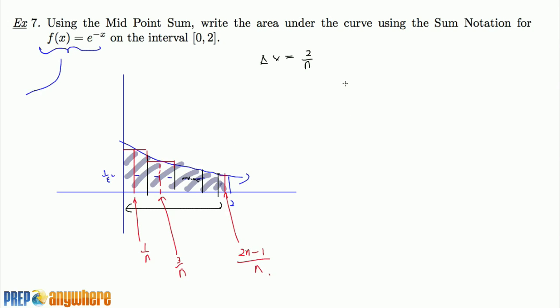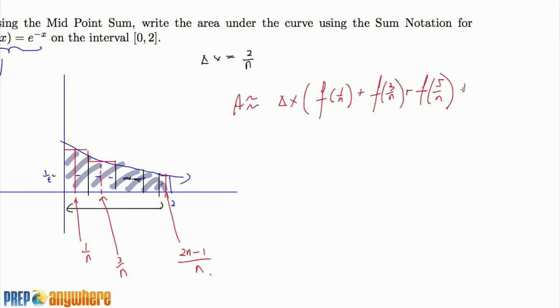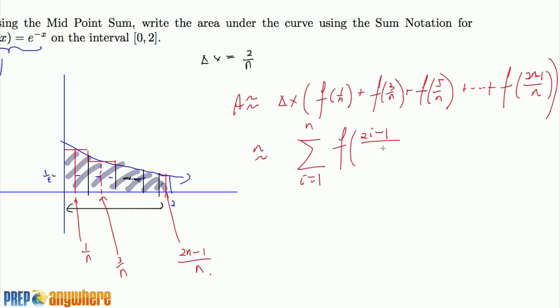So that means our area approximation is going to be delta x times the first height, taken at 1 over n. Second height is 3 over n. And the next one, the pattern continues, 5 over n, all the way up to f at 2n minus 1 over n. This tells me it's this: sigma i equals 1 to n of f at 2i minus 1 over n, times delta x, which is 2 over n.